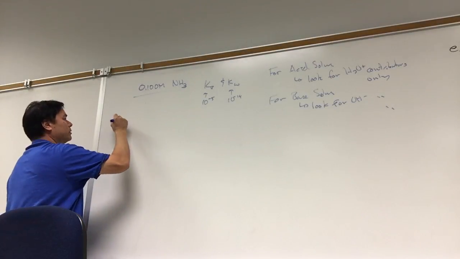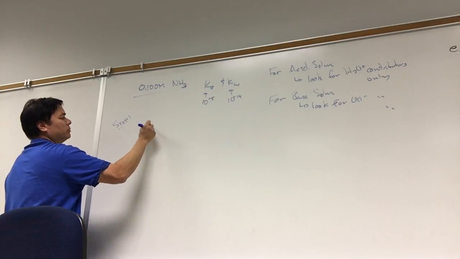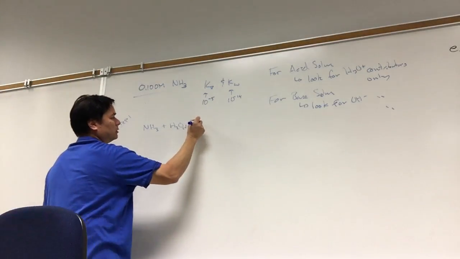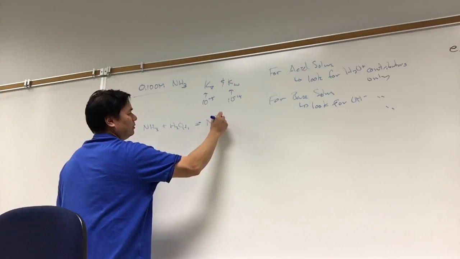So we start off with ammonia. Step one will be the Kb for ammonia. It will be NH3 plus H2O liquid. It's going to produce ammonium and hydroxide.